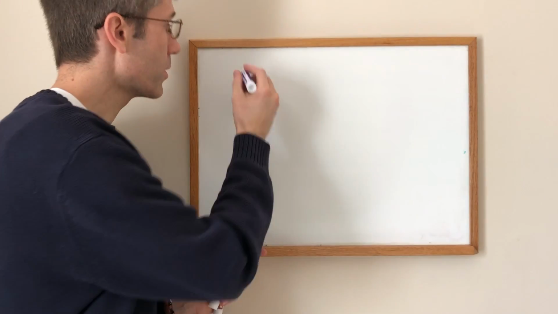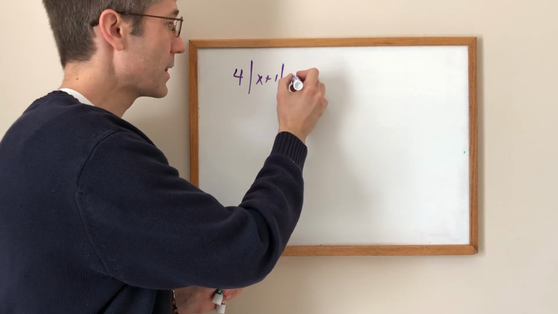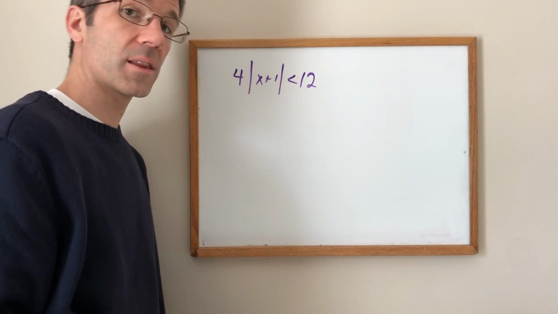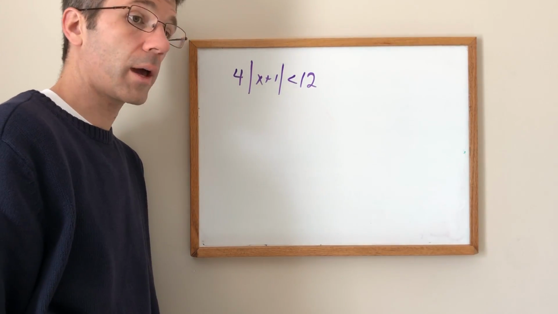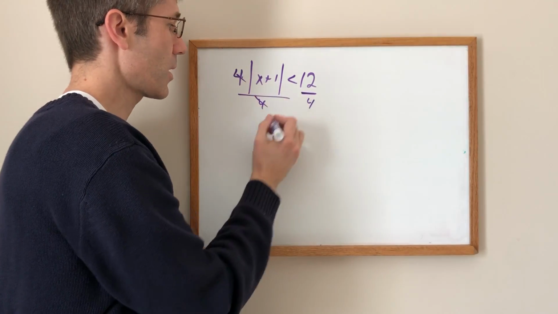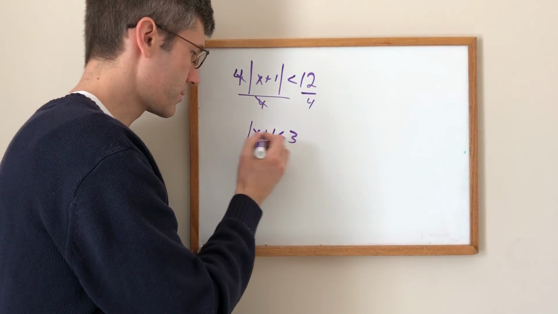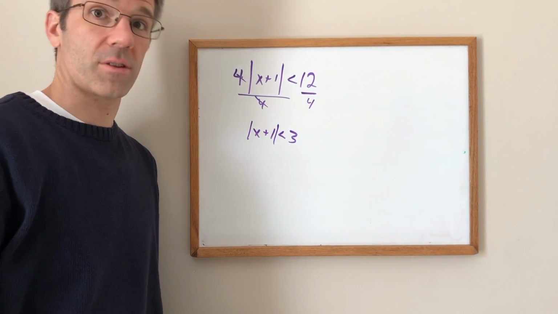We have 4 times the absolute value of x plus 1, and that is less than 12. Okay, step 1, get the bars by themselves. Let's divide by 4. Cancel, cancel. The absolute value of x plus 1 is less than 3. Bars. So now we're ready to start the problem.